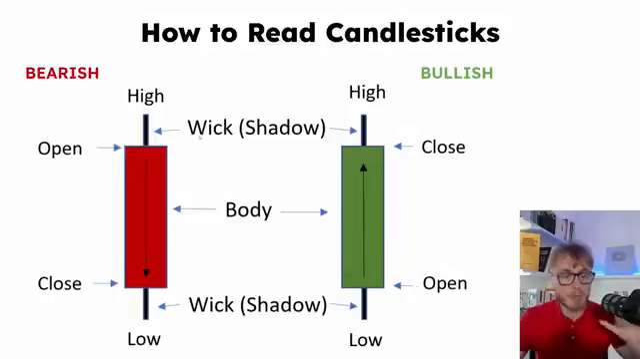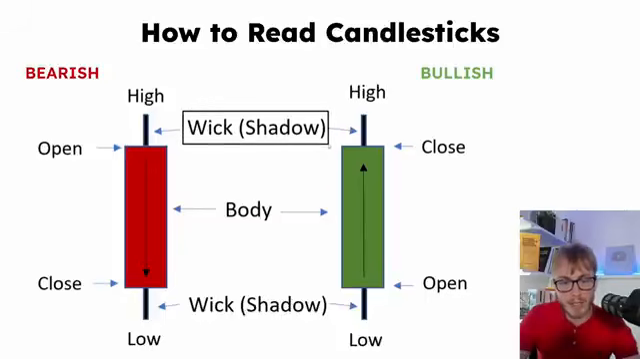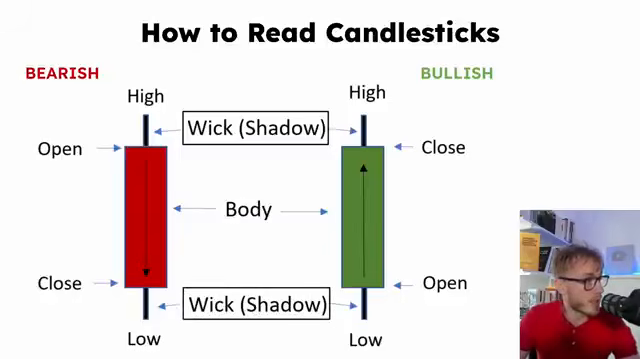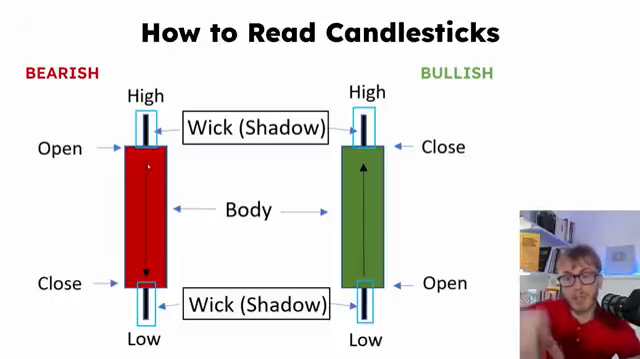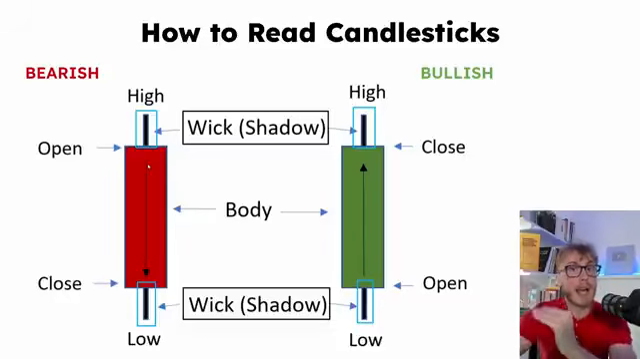But we have a few important concepts we also need to learn about. The first concept is what we call a wick or a shadow. And you can see that we can have them at the top, or we can have them at the top and the bottom. The wicks and the shadows are simply these small lines right here that are either above or below the candles. And these small lines show us the highest and lowest point of the period, or in other words, the time frame.